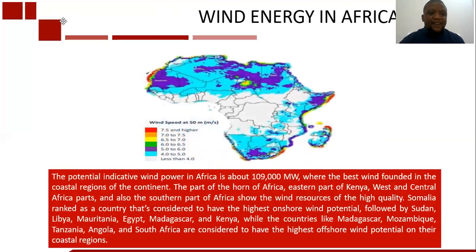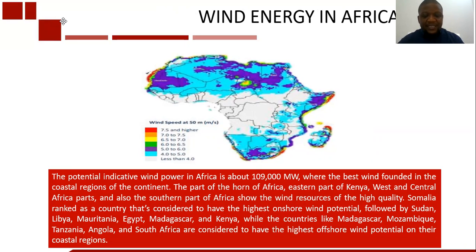The wind energy in Africa. The potential indicative wind power in Africa is about 109,000 megawatts, where the best wind is found in the coast region of the continent, the part of the Horn of Africa, eastern part of Kenya, west and central Africa parts, and also the southern part of Africa, which show wind resources of higher quality.